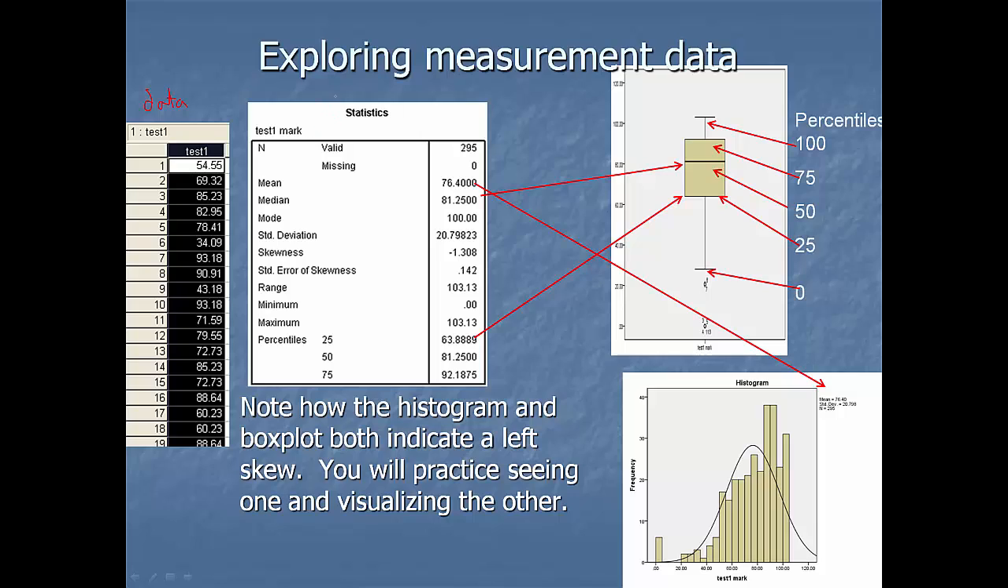And then this is where SPSS produces summary statistics. This is the numerical. And here's some visuals, right? This is the box plot. This is the histogram.